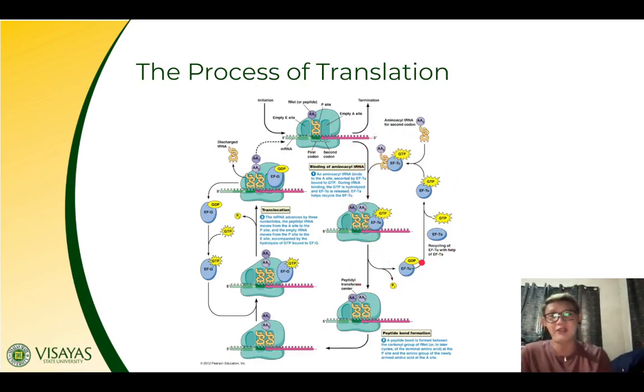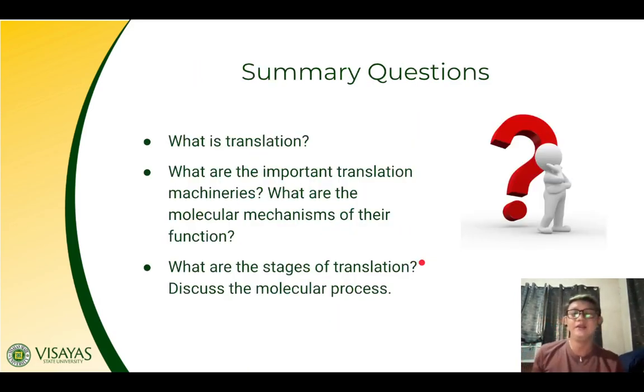Okay, overall the process needs the action of enzymes and is driven by several energy expenditures. Okay, so in this lesson we have just discussed translation: the different components and the molecular details of the structure of these components, as well as the overall mechanism of the translation process.